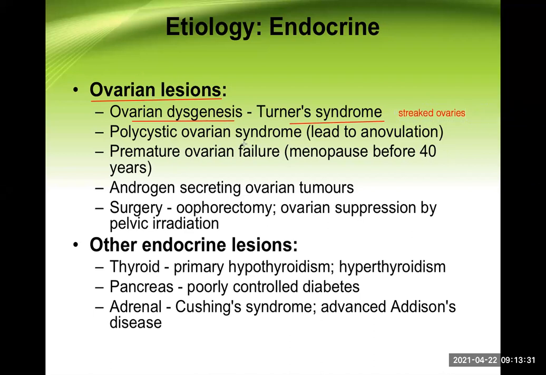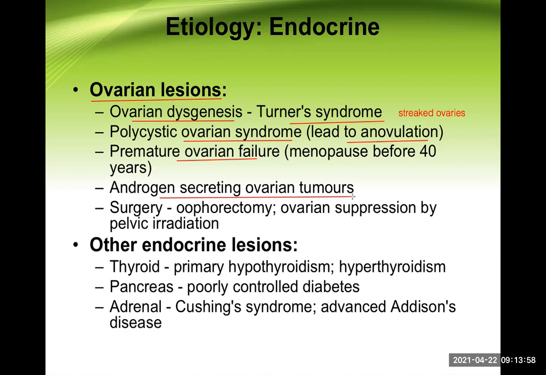Polycystic ovarian syndrome, Stein-Leventhal syndrome. We have already discussed that. It leads to anovulation. There is no ovulation, and without ovulation, there is no menstruation. So it's very easy to understand. Premature ovarian failure is another one. The definition is menopause occurring before the age of 40 years. This is known as premature ovarian failure.